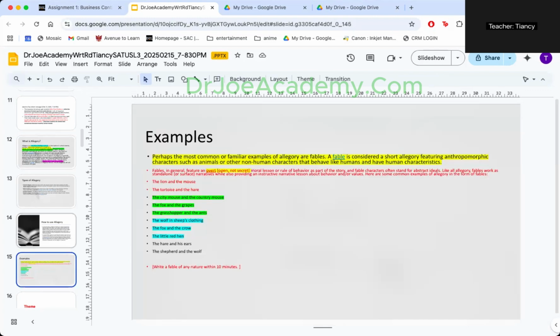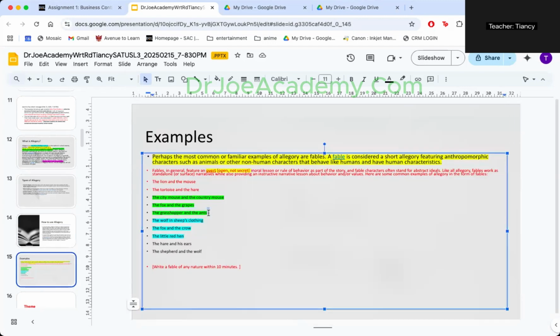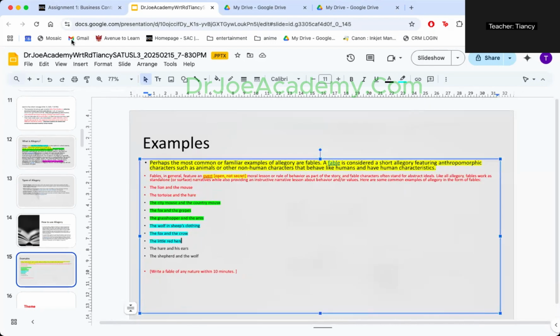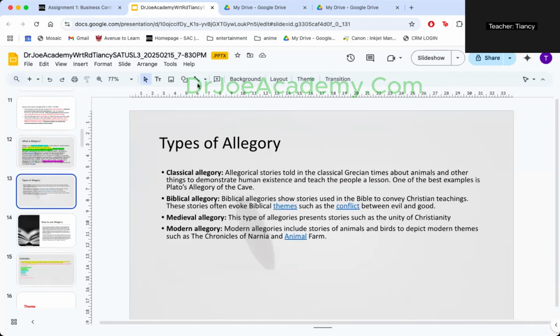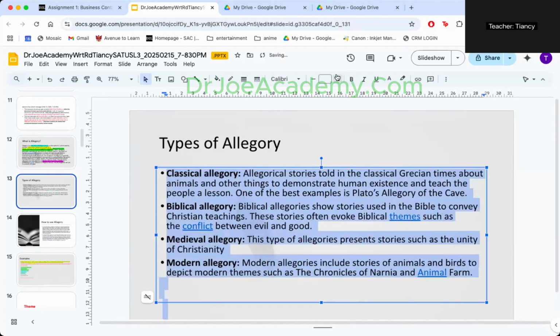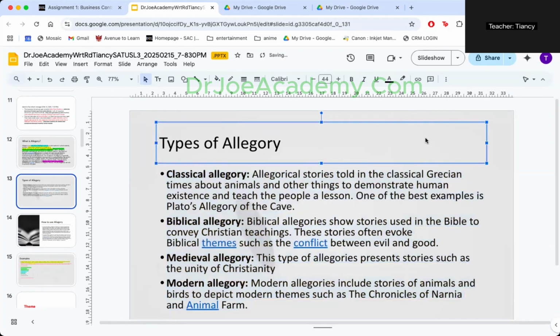So some examples would be, we'll go back to that. The city mouse and the country mouse, the grasshopper and the ant, the little red hen. All these are very similar. All of these are examples of allegory. So there are four types of allegory. Can I have David? Actually, Lee, you can read this one. Lee, can you read it?